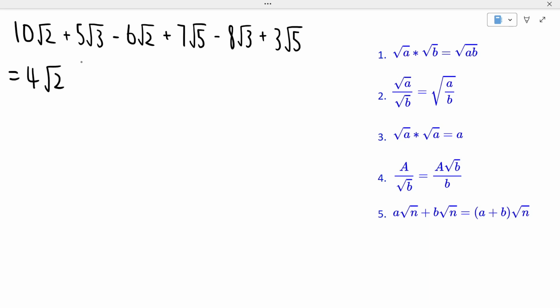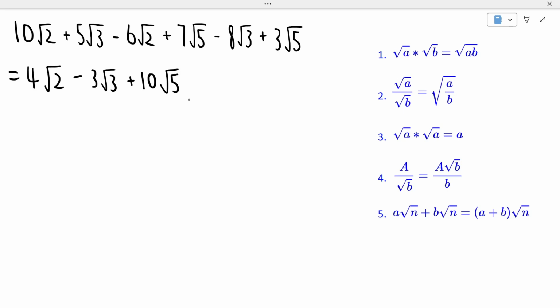For the square root of 3 terms, we have 5 square root of 3 and minus 8 square root of 3. So if we add them up, 5 square root of 3 minus 8 square root of 3 is equal to minus 3 square root of 3. And we can simplify that as a single term. For the square root of 5 terms, we have 7 square root of 5 and 3 square root of 5. And if we add them up, 7 square root of 5 plus 3 square root of 5 is equal to 10 square root of 5. So we can write that as a single term. So now we have combined all the like terms, and this expression is simplified.